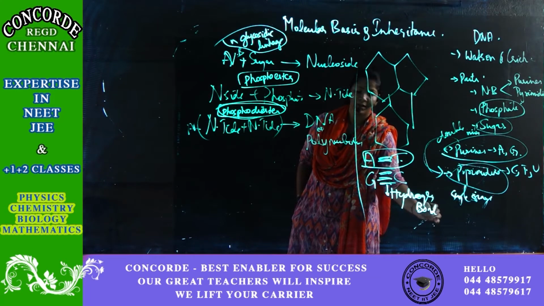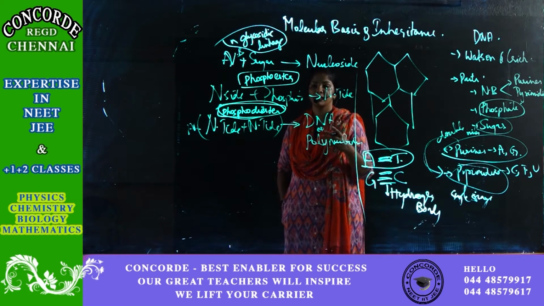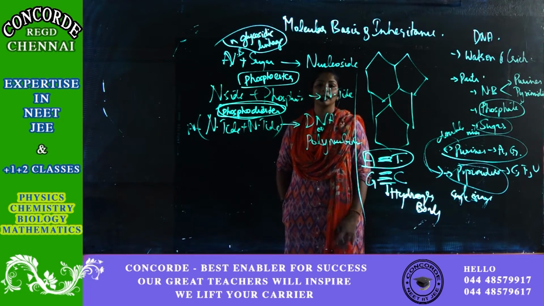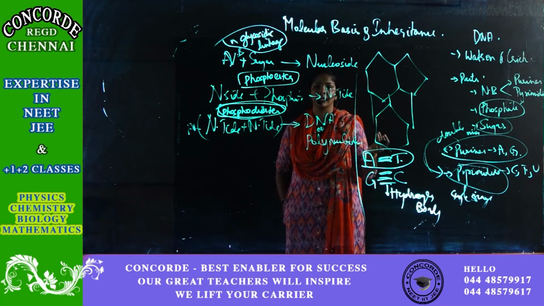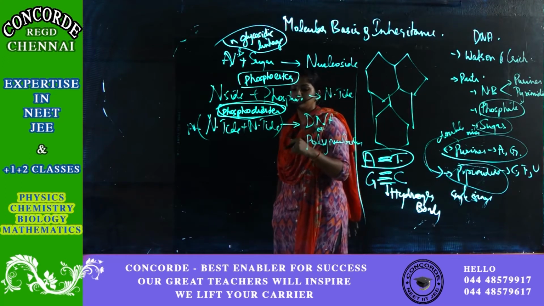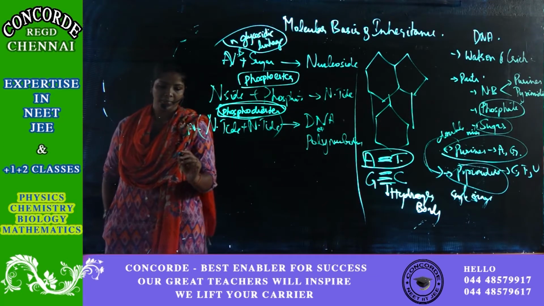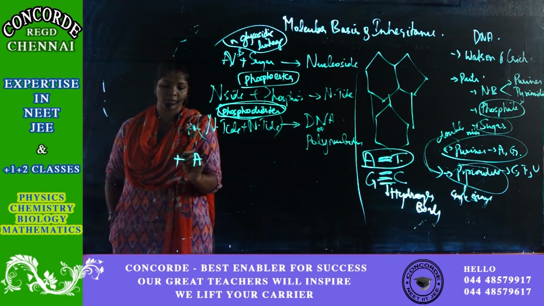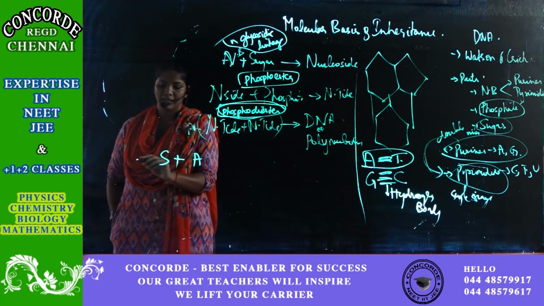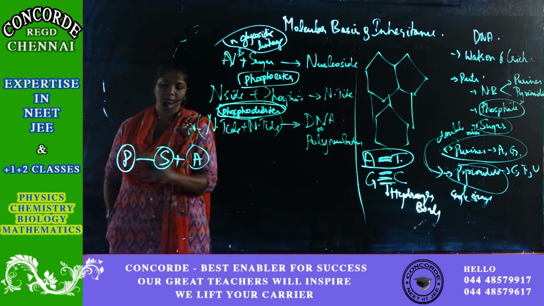So we've learned about 4 types of bonds: N-glycosidic linkage, phosphoester bond, phosphodiester bond, and then hydrogen bond. So these are the 4 types of bonds present in the DNA. Now, how is the structure of the DNA arranged? Let me just imagine this is your adenine. Adenine first bonds with your sugar, and this in turn bonds with your phosphate, correct? So this is one nucleotide.